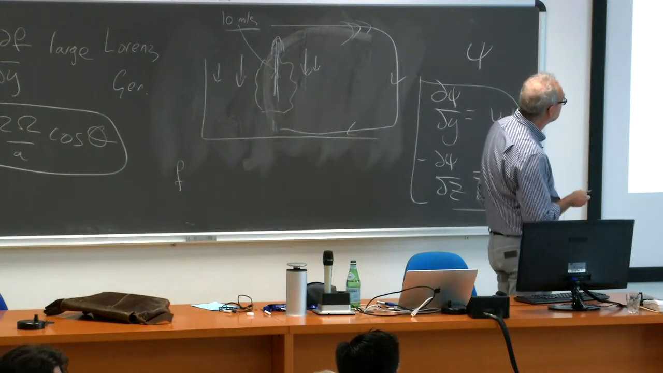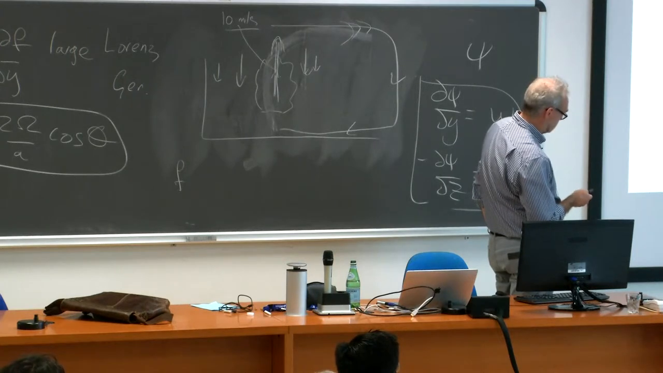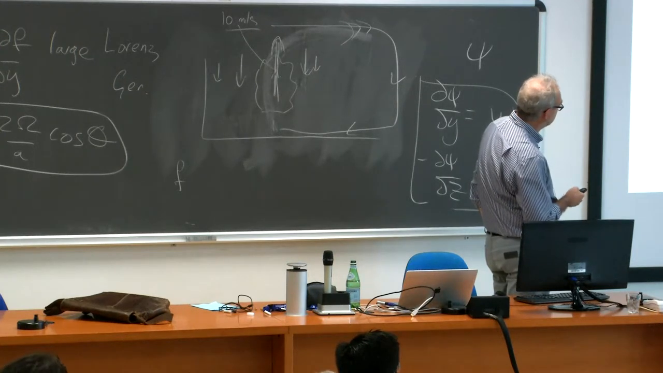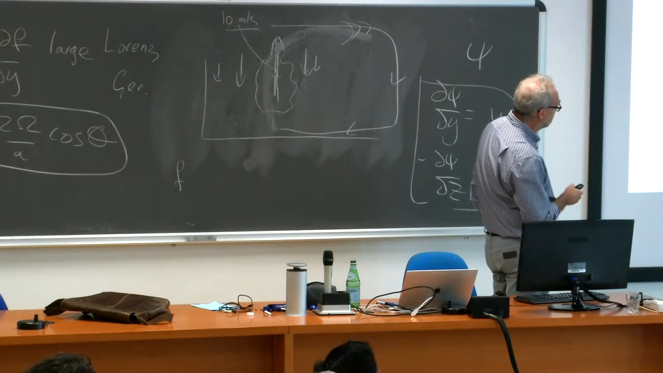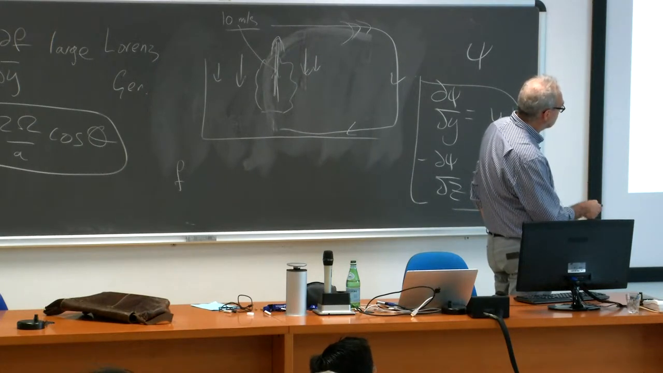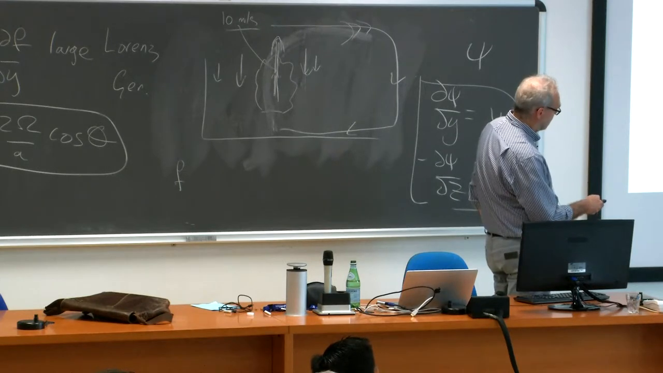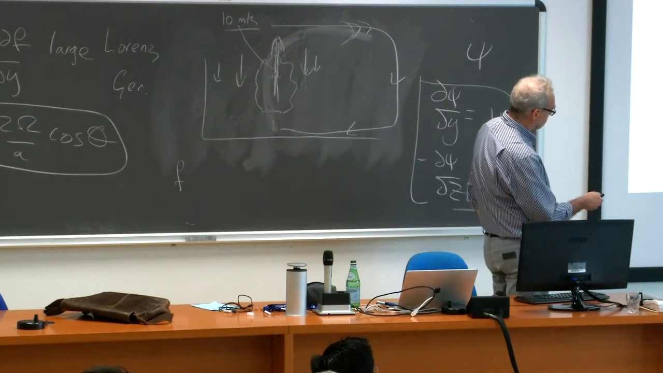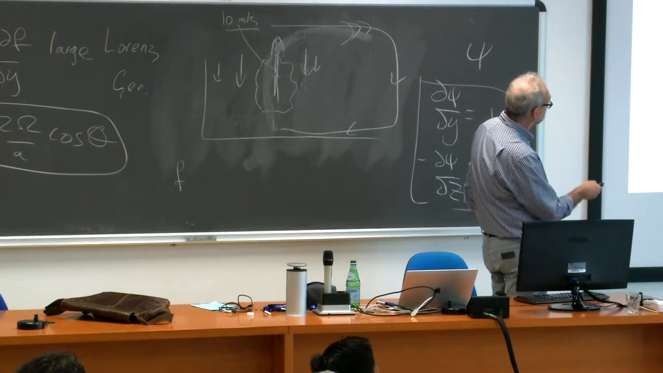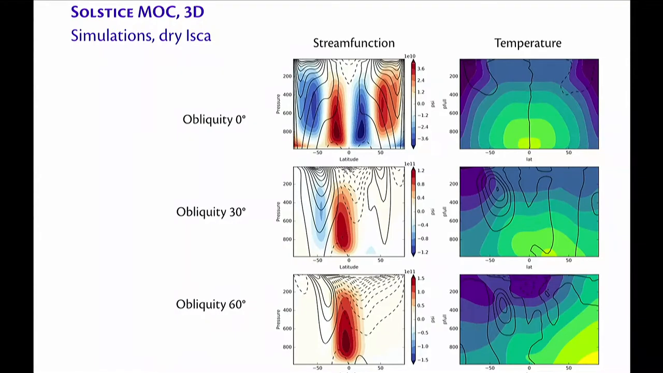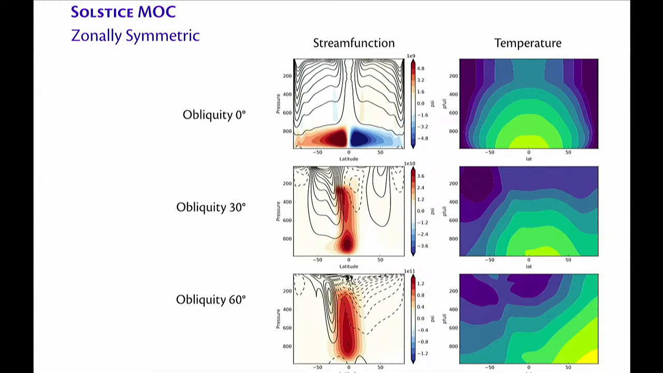So this 60 degrees obliquity suggests a strong interhemispheric... Yes, a strong interhemispheric Hadley cell, indeed. Rising in the summer hemisphere, sinking in the winter hemisphere. It's interesting that this is a three-dimensional simulation. So this is the zonally symmetric simulation at high obliquity. It's not all that much different because you're not getting mid-latitude eddies, which give rise to the main differences, because you're not getting baroclinic instability.